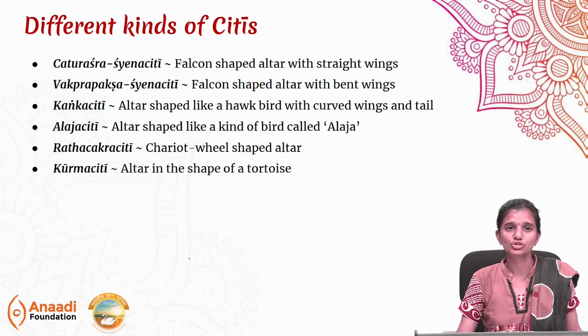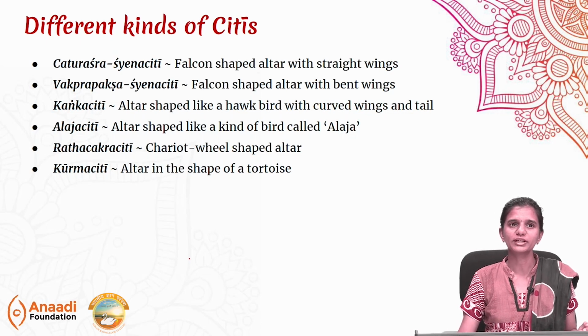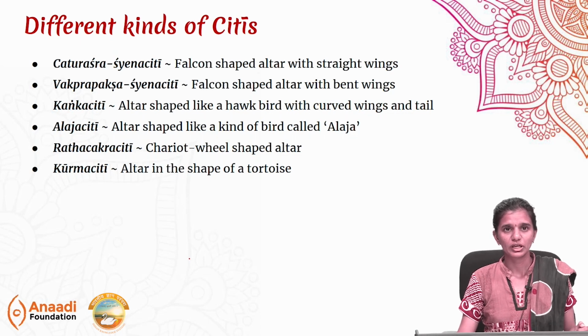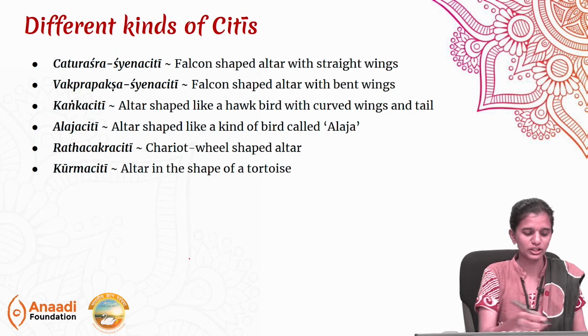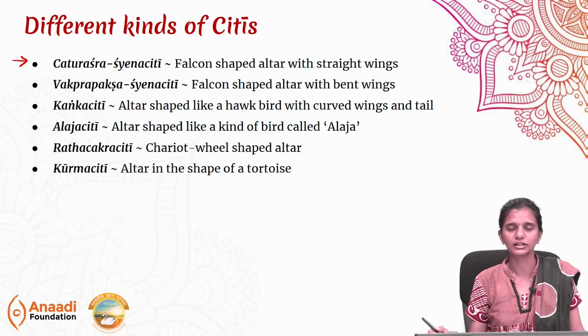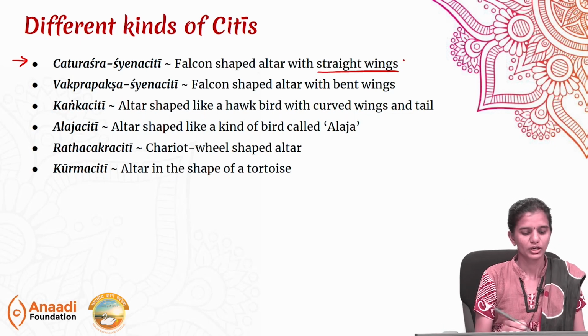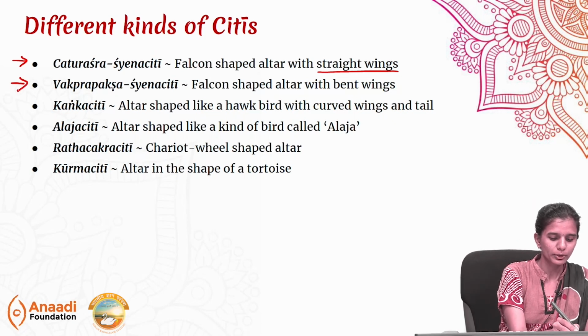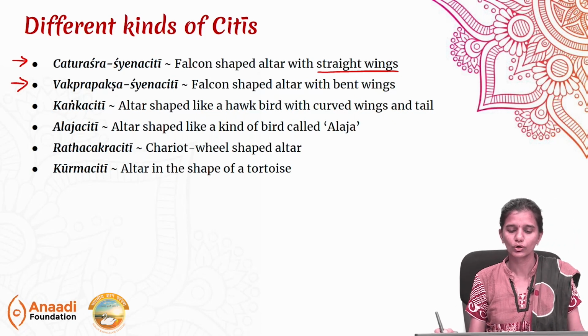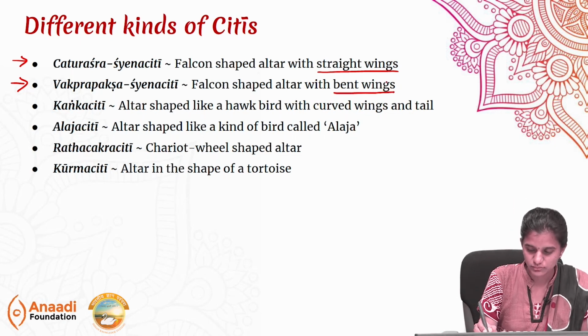The geometric constructions of chittis or Vedis were not just restricted to circles and squares. More complex and nuanced chittis were built. Some of the different kinds that have been described in the texts are this Chaturashra Shyana Chitti. This is a falcon-shaped chitti with straight wings. Then we have Vakprapaksha Shyana Chitti. This is also a falcon-shaped chitti, with bent wings.